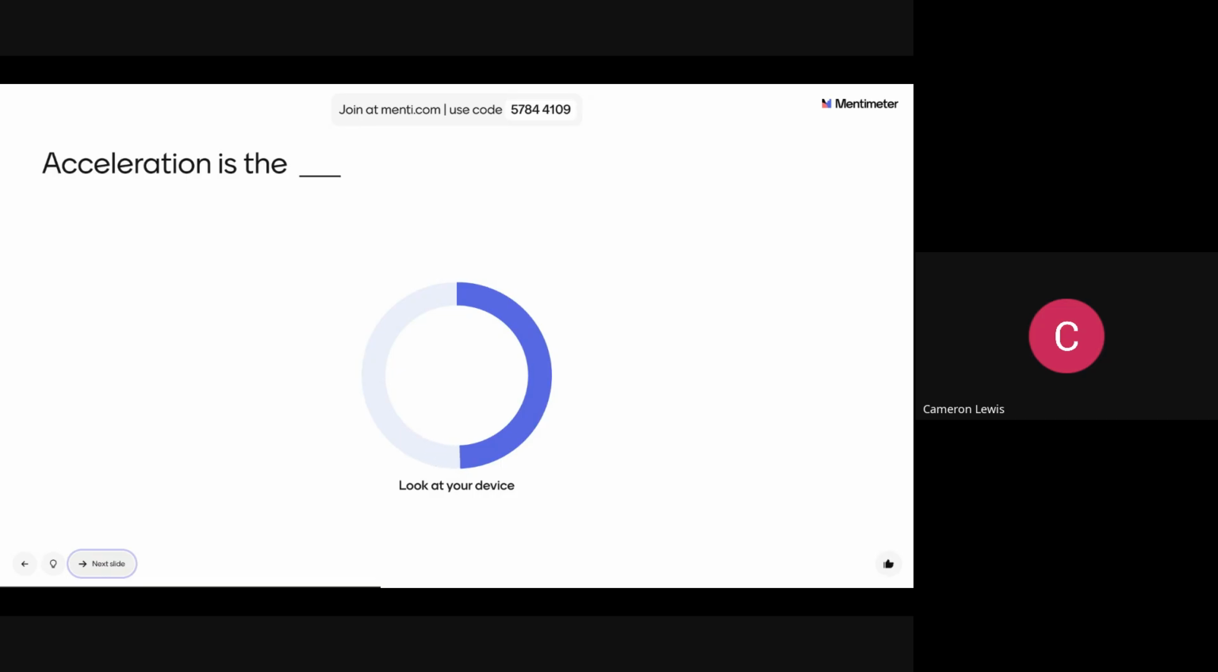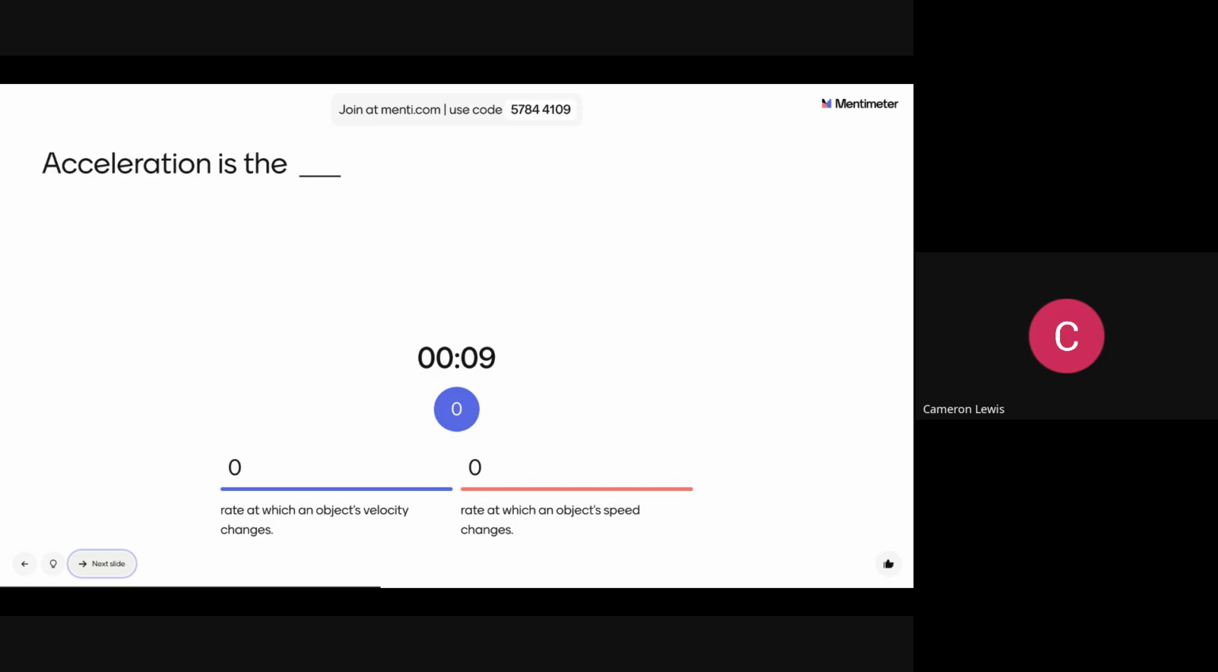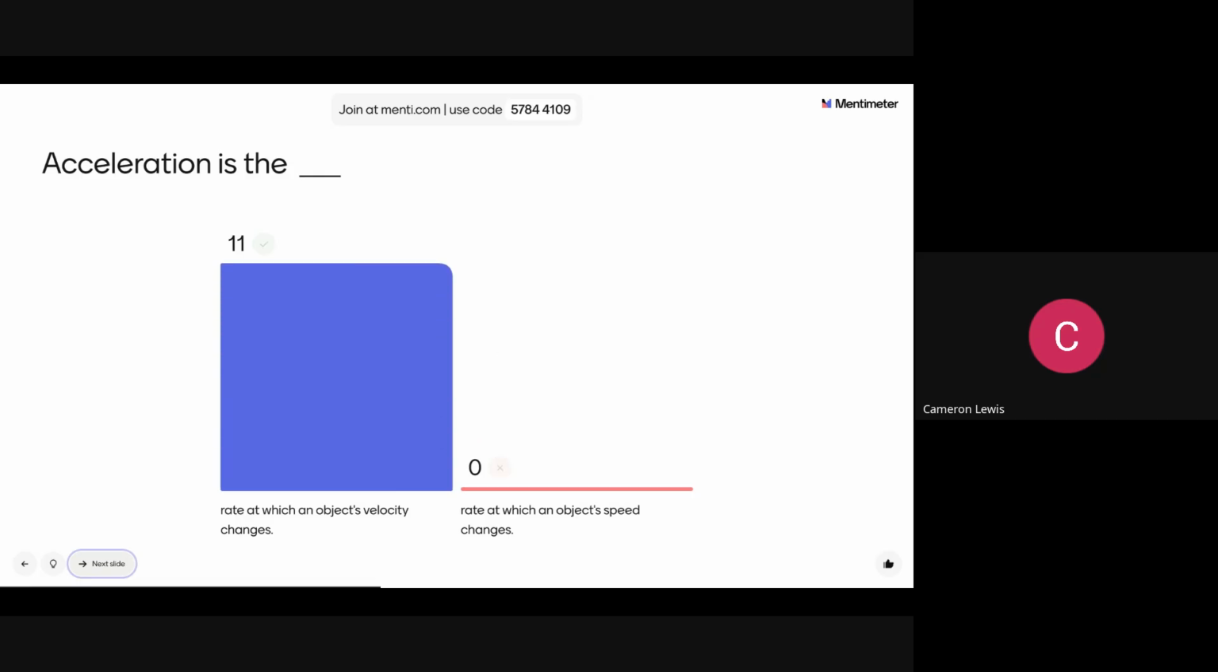So acceleration now. We look at acceleration. Is it the rate at which an object's velocity changes or the rate at which an object's speed changes? 100% again, good job. Being very specific, when we're talking about acceleration, we're talking about the object's velocity. Why are we talking about the object's velocity? Because it's the rate of change of the object's velocity. So we're looking at the vector, not so much speed, which is the scalar.